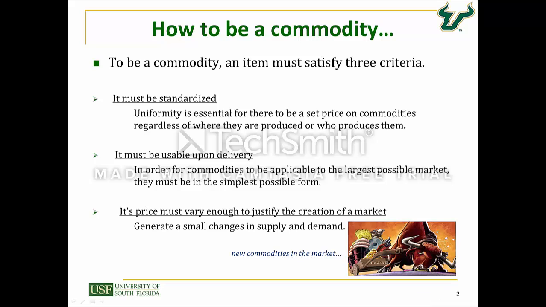To be considered a commodity, an item must satisfy three criteria. First, the commodity must be standardized, both in form and in quality. Secondly, commodities must have use value and be useful on delivery. And third, its price must vary enough to justify creating a market for the item.